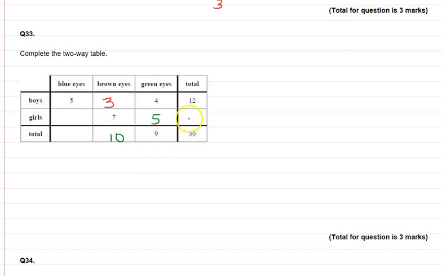Yeah. And here it should be 18. So 18 take away 5, that is 13. 13 take away 7, that is 6. So it will be 6, and 6 and 5 is 11. So we have completed the table.